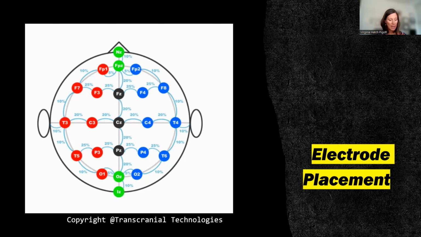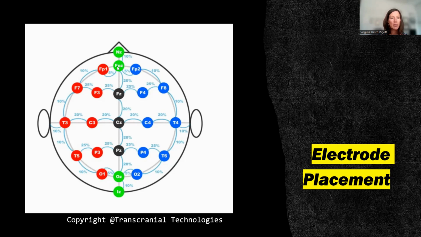Electrode placements are obtained by measuring the distance between the nasion, which is right here. It's the notch where your nose attaches to your skull. You can see that. And the inion, which is the knobby point at the back of your skull. 10% of the distance from the nasion to the inion would be FPZ. So you can see that right here.